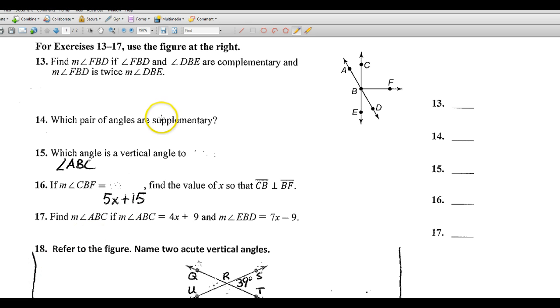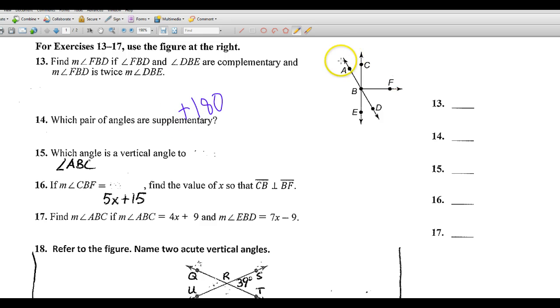Okay, on number 14, which pair of angles are supplementary? Supplementary angles add up to 180 degrees. So we can have non-adjacent supplementary, we can have adjacent supplementary. Adjacent supplementary angles form linear pairs.